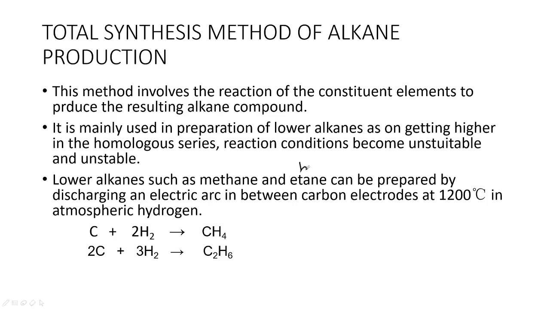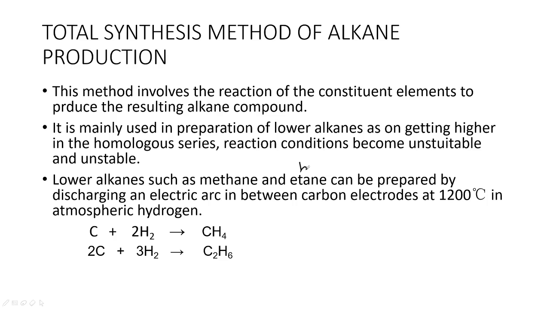Lower alkanes such as methane and ethane can be prepared by discharging an electric arc in between carbon electrodes at a temperature of 120 degrees Celsius in atmospheric hydrogen. Now, as we can see, just to prepare lower alkanes, look at the temperature needed. Imagine us going down the group, how much we can require, like 10,000 and so on. And that temperature is even higher than the temperature of the surface of the sun. And we're trying to be economical in the preparation of all of this. So it's used in the preparation of methane and ethane.